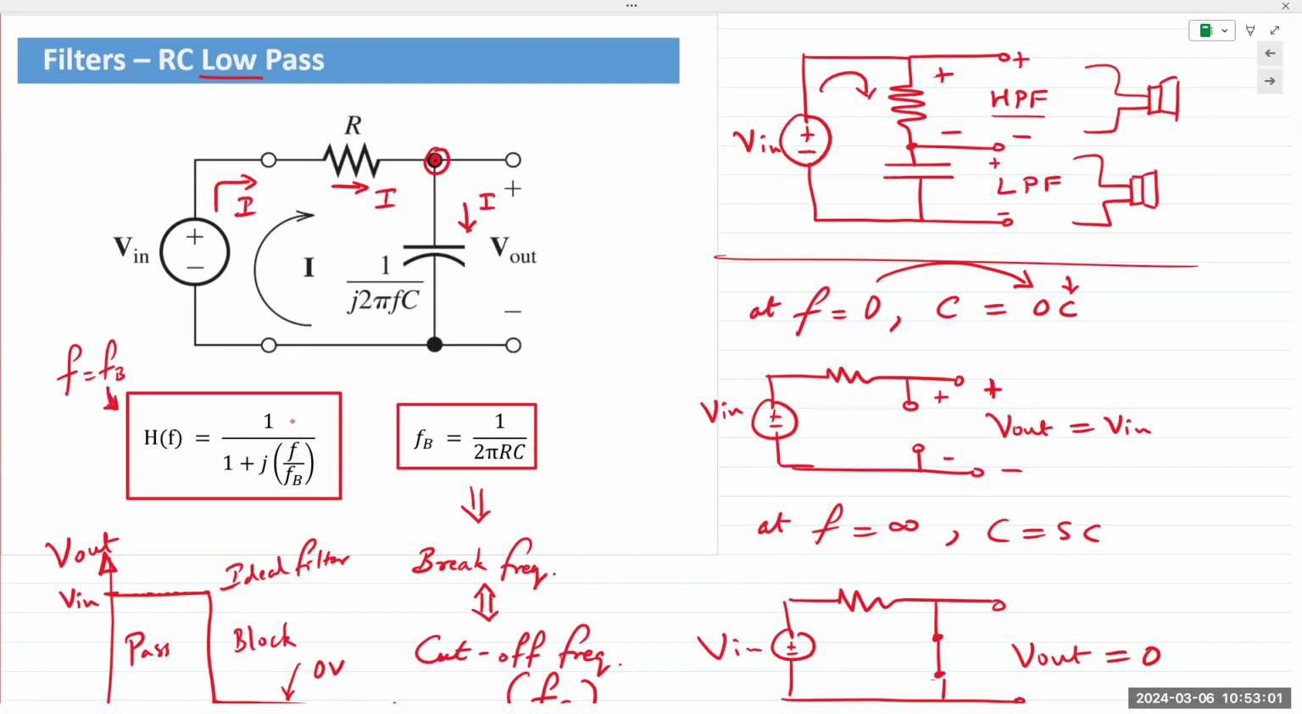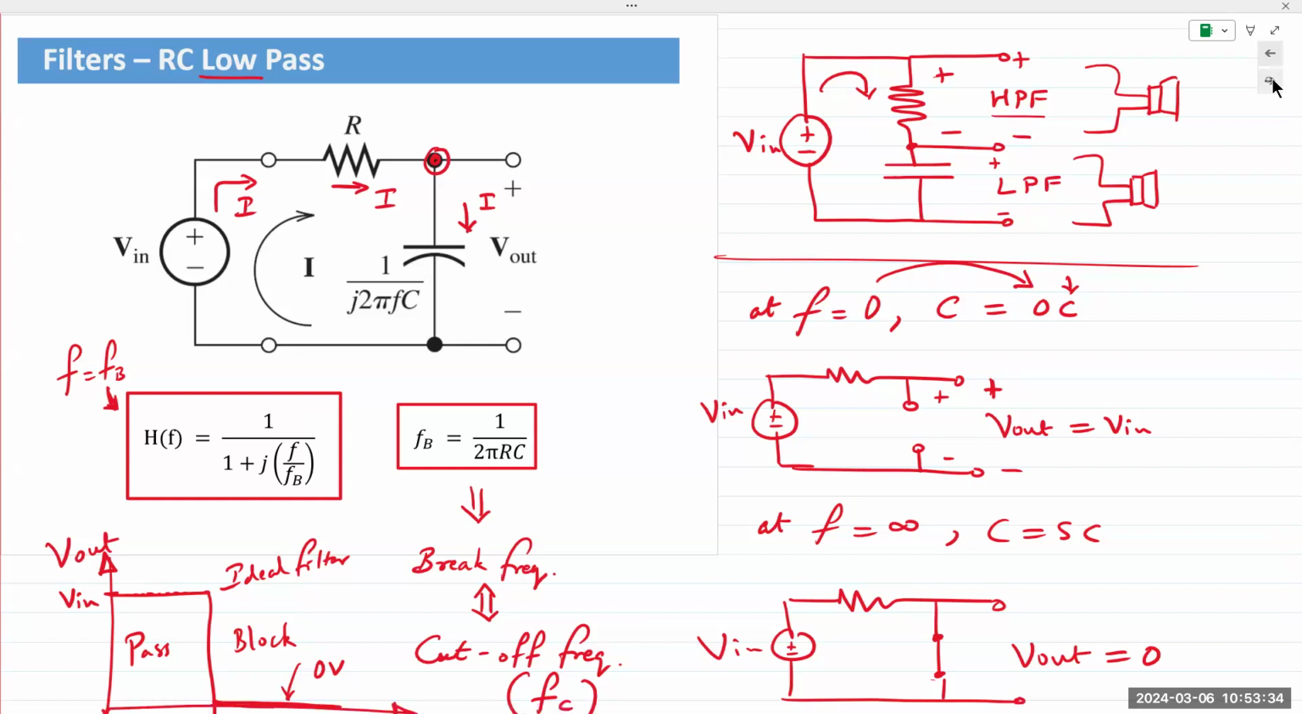Remember, F is the input variable. It takes on multiple values, right? So when F is less than FB, you have a value that is higher than 70%. When F equals FB, you get 1 over 1 plus J. When you find the magnitude of that function, it comes out to be 70.707, or 70% of the input voltage.